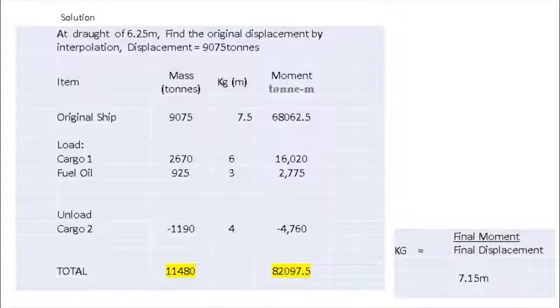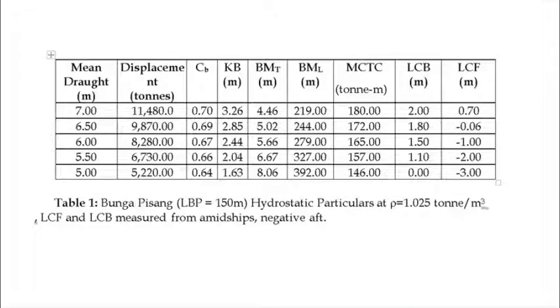So we put the details inside this loading table again. The original ship 9075, KG is given 7.5, and then the load of cargo 1 and fuel oil and the unloaded cargo 2 are also given. So we have all this data. Just calculate the moment again, sum up the moments, divide by the total weight, and we get the KG to be 7.15. Now we know the total weight is 11,480. So if you go back to the hydrostatic particulars, at 11,480 the draft is already given at 7 meters. No need to interpolate. You're lucky.